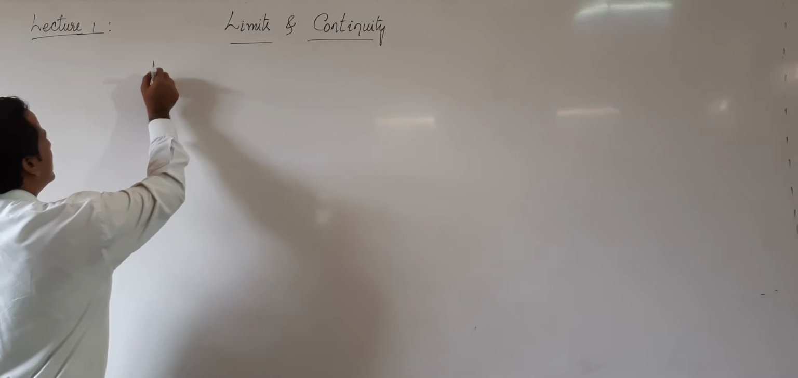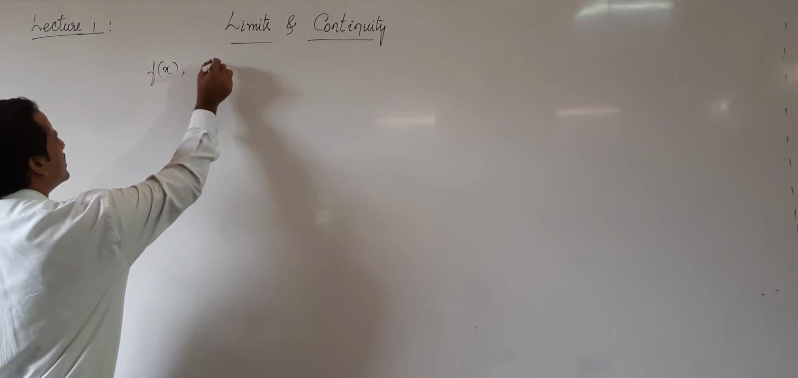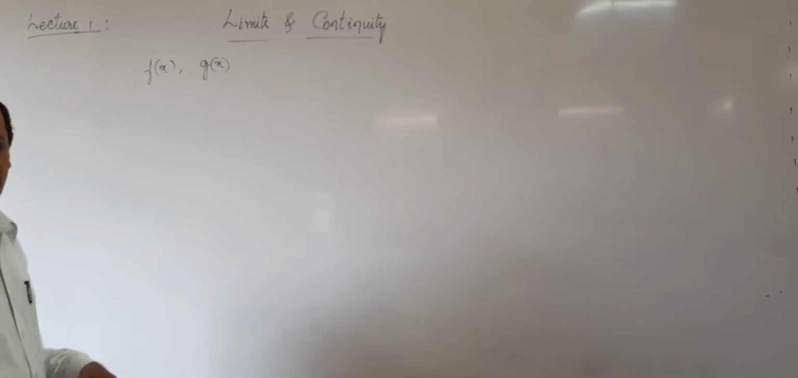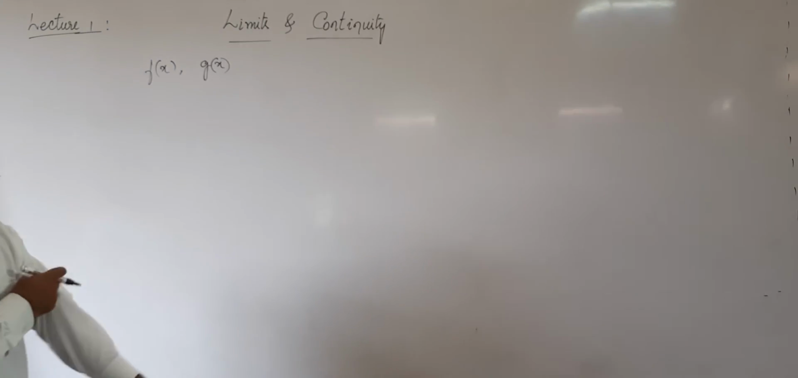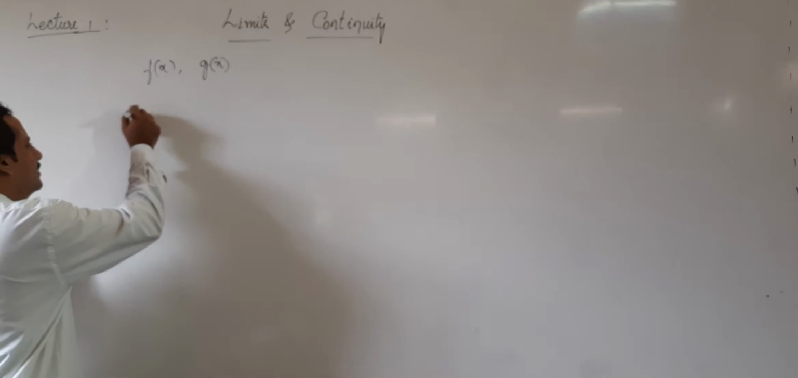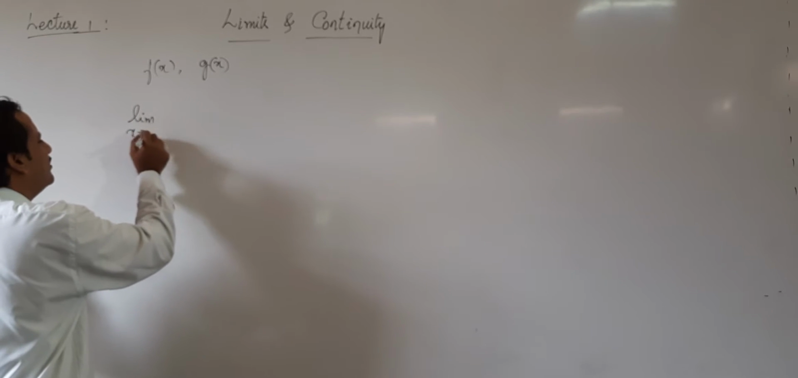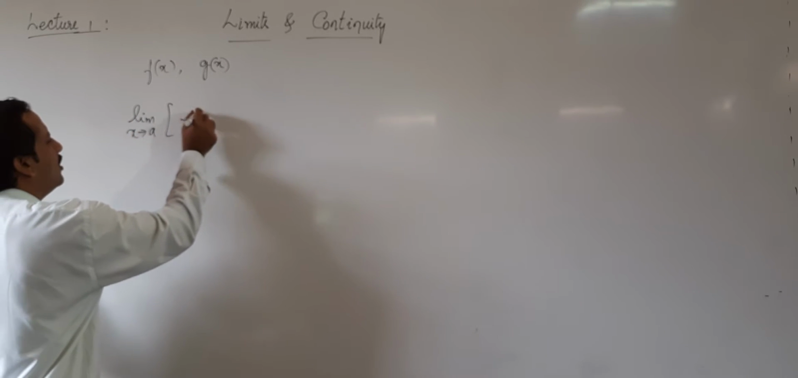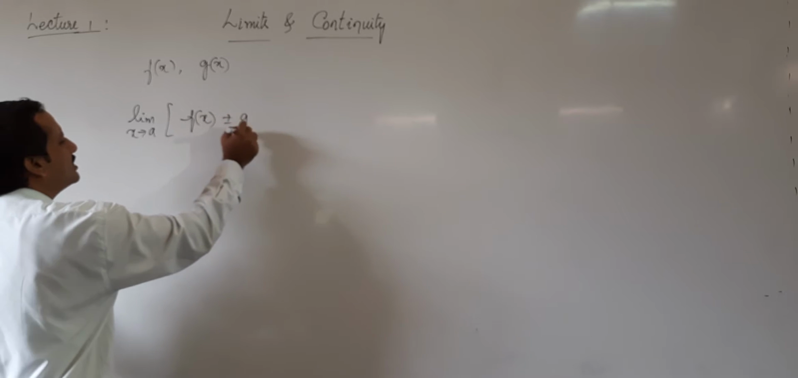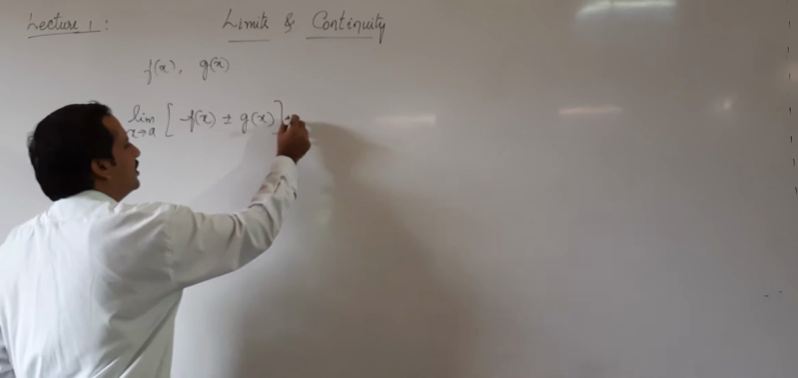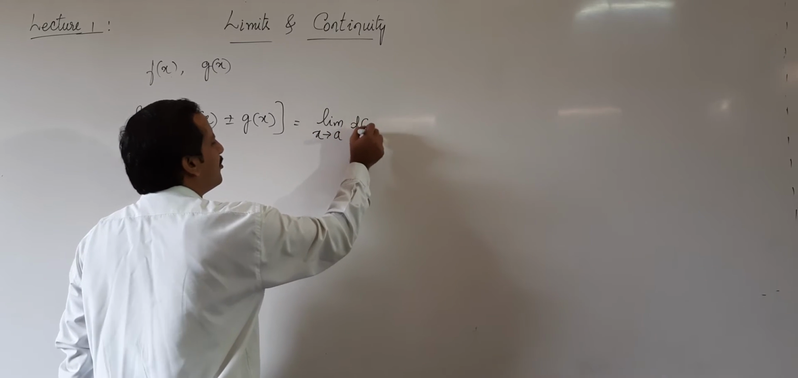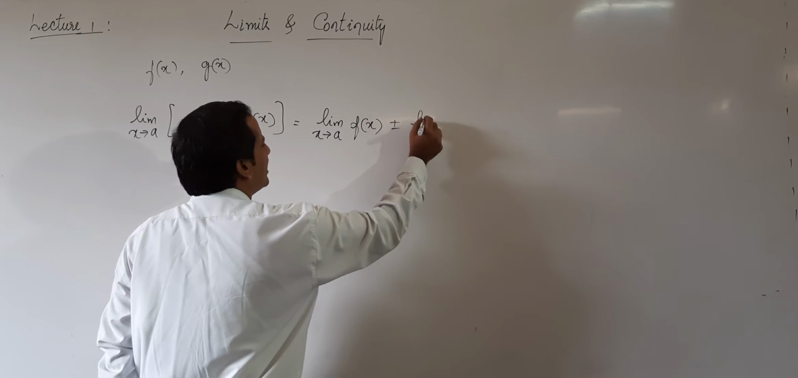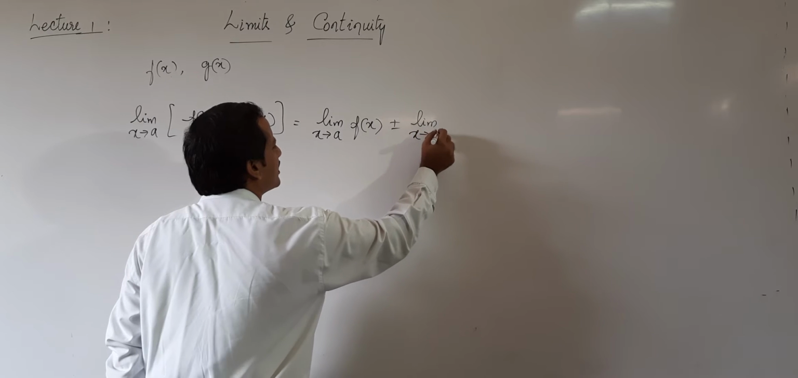Let f(x) and g(x) be two functions where the limit of f(x) as x approaches a and the limit of g(x) as x approaches a both exist. Then we can write this: the limit as x approaches a of f(x) plus or minus g(x) is equal to the limit as x approaches a of f(x) plus or minus the limit as x approaches a of g(x).